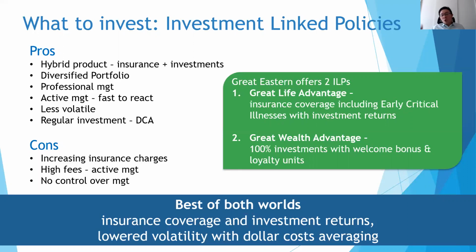Of course, best of both worlds, insurance coverage plus investment returns. Volatility is lower, because of dollar cost averaging, which I'll talk about shortly. Of course, now Great Eastern offers two kinds of ILP.